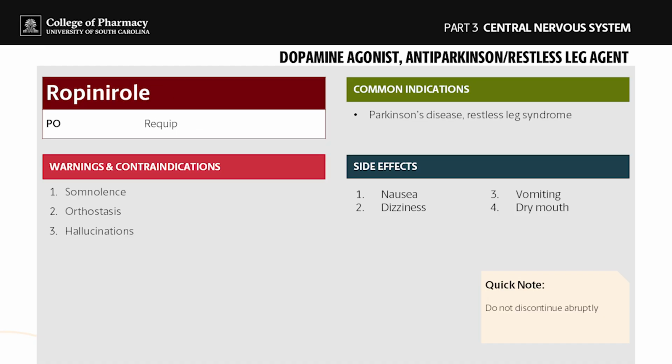Another dopamine agonist anti-Parkinsonism restless leg agent, ropinirole. Ropinirole. Can you say it? Ropinirole. The brand name is Requip. Common indication is Parkinson's disease, restless leg syndrome. And I think if we think about this, let's look at the restless leg, Requip. Restless leg, Requip. Okay? Side effects would be nausea, dizziness, vomiting, and dry mouth. And again, hallucinations and orthostasis are potentially problems. Don't discontinue this one abruptly either.